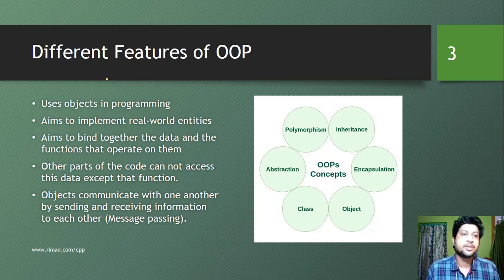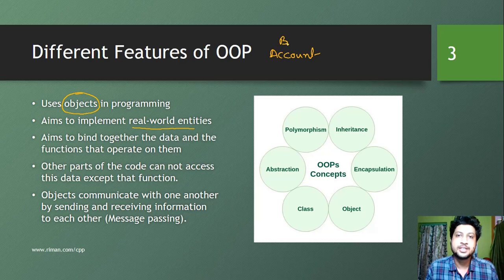Any object-oriented programming revolves around the concept of objects. These objects try to imitate real-world entities. So what could be a real-world entity? For example, we can take a bank account as a real-world entity, and this account can have some properties as well as some behavior.